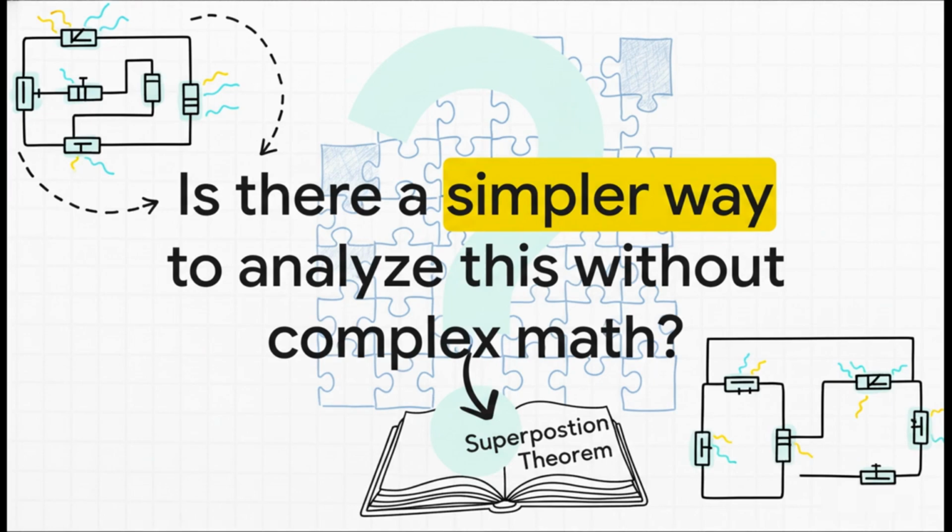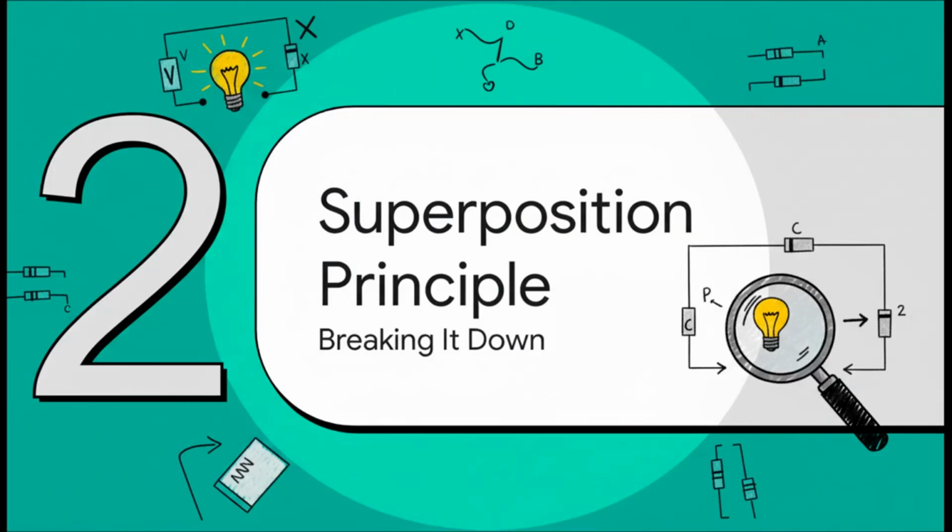So, this begs the question, right? Is there a better way, a simpler way? And the answer is a big yes. The superposition theorem gives us a method to break this whole thing down into smaller, much easier to solve pieces. So what exactly is this elegant solution?